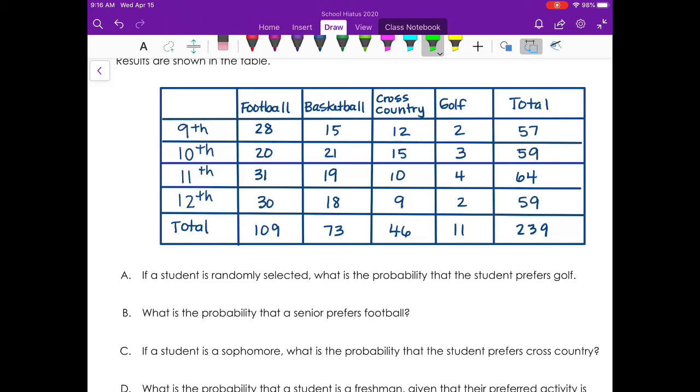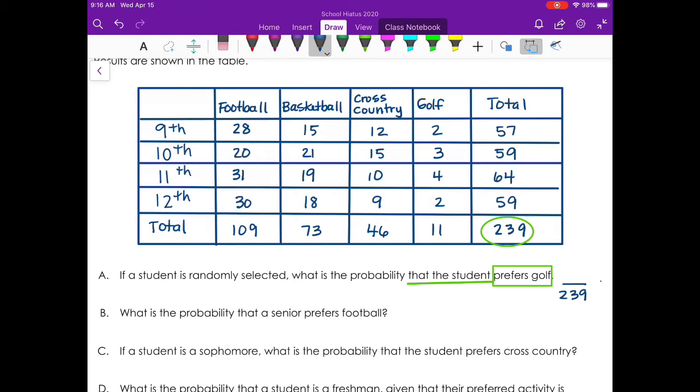So in this one, all of these actually, we're randomly selecting a student. And it says, what is the probability that the student prefers golf? So we're looking at all of the students in the survey, and we're determining the percentage or probability that they prefer golf. So the denominator will be the total of all the students, and the numerator will be the number of students who prefer golf. And then we can always simplify that to a decimal or even a percentage if we want.